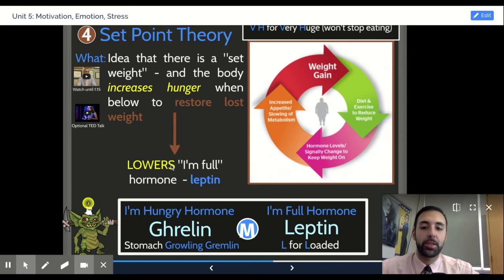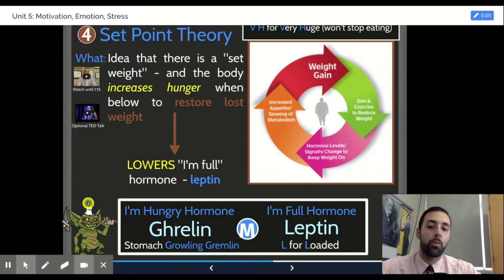Leptin, which we referenced a moment ago with set point theory, is the hormone that can partially inform your body that you're full, that you feel quote unquote loaded, L for leptin and L for loaded. That's the I'm full hormone.